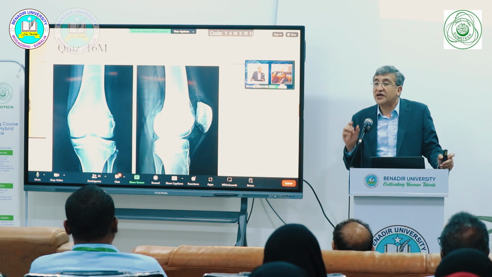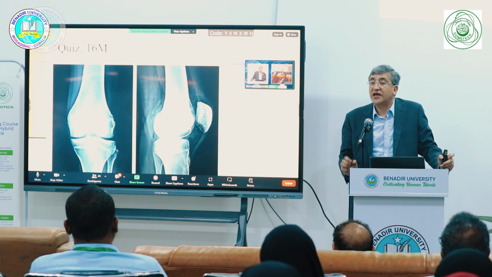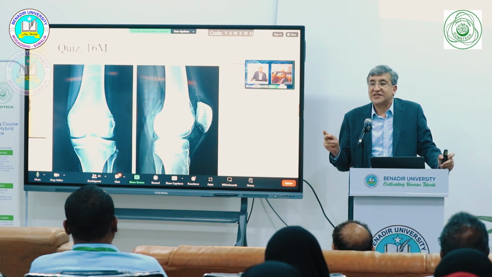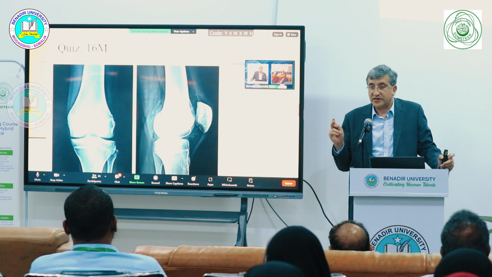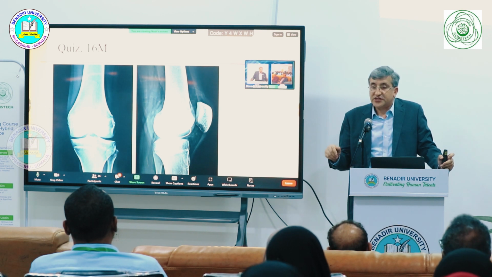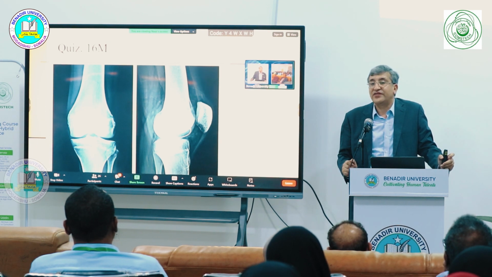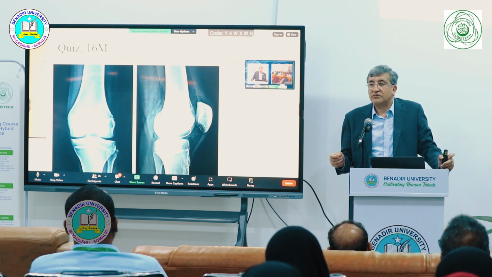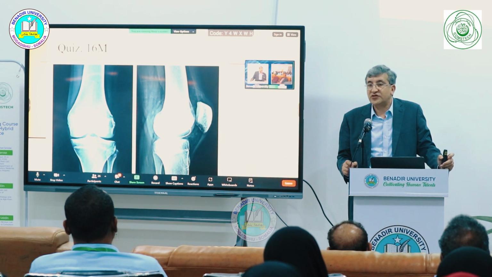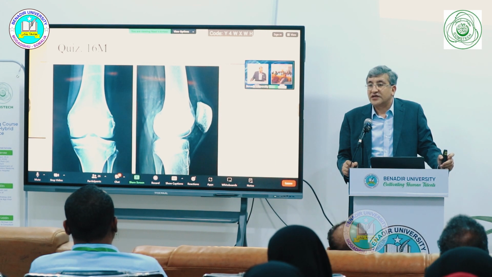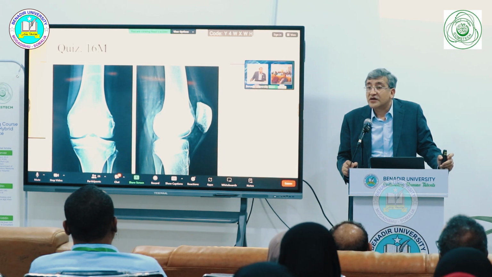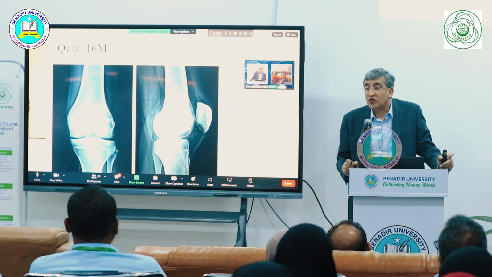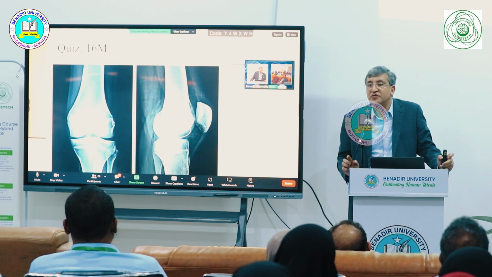So what could be the most likely differential? In chondroma, the most common site is metacarpals. In long bones, it occurs in the diaphysis. There are reports in the epiphysis as well, but the common epiphyseal tumors are... no, this is chondroblastoma. Chondroblastoma, a benign tumor.